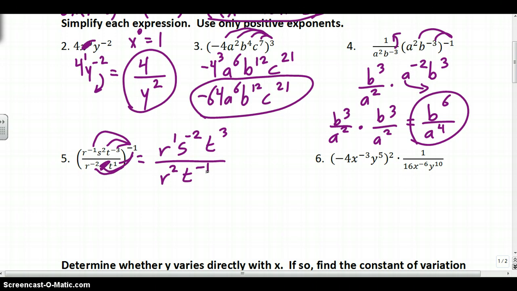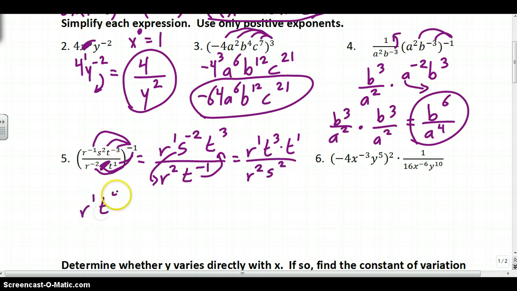The only thing you have to do now is kind of switch your exponents places. So this would be r to the first, the s squared goes to the bottom, t to the third. This t to the negative 1 is going to go up top. Alright, so we also have a t to the first over r squared and then the s to the second. Combine like terms, r to the first, t to the fourth over r squared, s squared, and then now you technically have to cancel these r's. You have one of them up top, and you have two of them in the bottom.